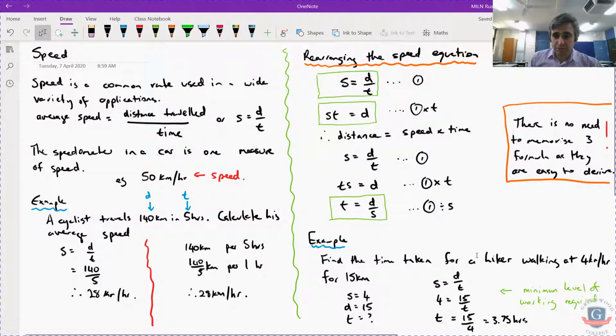So here's an example. Find the time taken for a hiker walking at 4 kilometres an hour for 15 kilometres. The first thing we need to do is to identify what it is that we have. This here is the speed. This here is the distance. We could write those down as I did over here. Then I substituted this into the formula, multiplied both sides by t, divided both sides by 4, ended up with this expression here, evaluated 15 divided by 4 and got 3.75 hours.